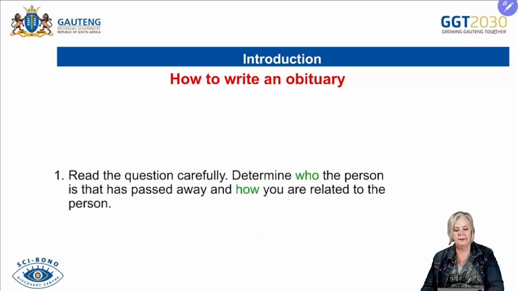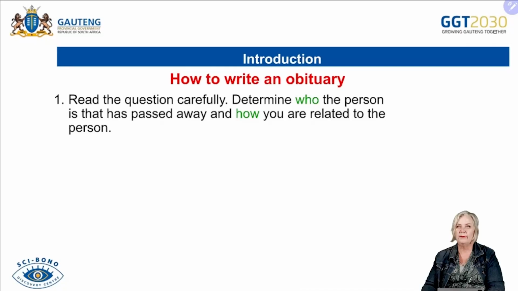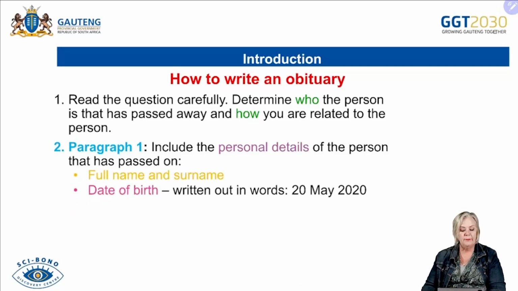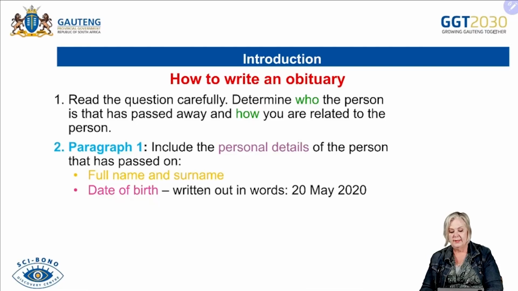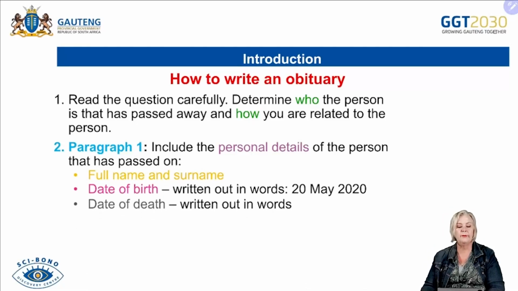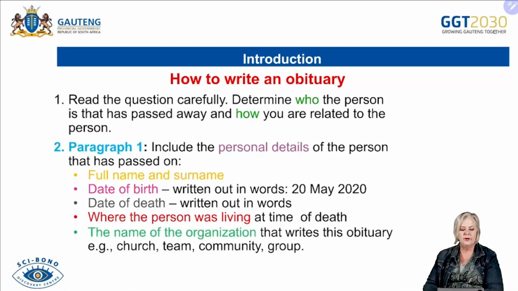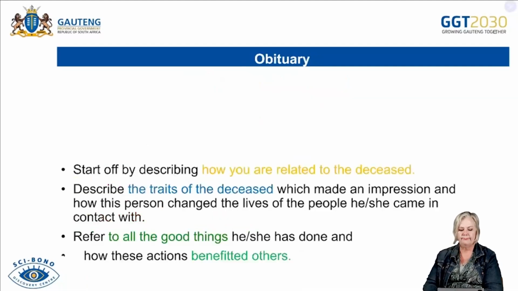So how do we write an obituary? You read the question carefully. Determine who the person is that has passed away and how you are related to that person. Paragraph 1 would include the personal details of the person that has passed on. The full name and surname, date of birth written out in words, same as the address, date of death written out in words, where the person was living at the time of his death, the name of the organization that writes this obituary, for example, the church, team, community, the group.